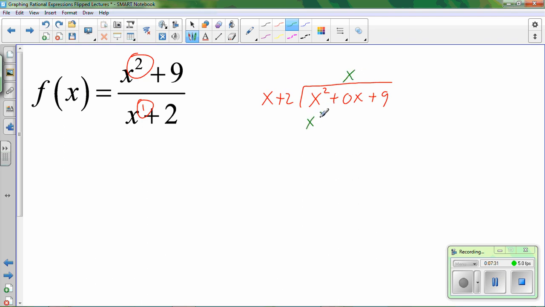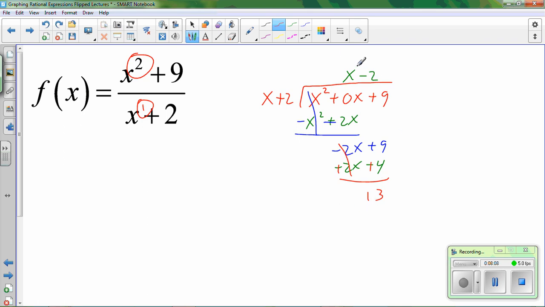And that's going to give me x squared plus 2x, because now I'm multiplying this x by the whole thing, x plus 2. That gives me that expression on the bottom. Change my signs. Cancels out. I get negative 2x plus 9. So now, how do I turn x into negative 2x? Well, I multiply it by negative 2. And that gives me negative 2x minus 4. Change the signs. These cancel out. I get a remainder of 13, which really doesn't matter.